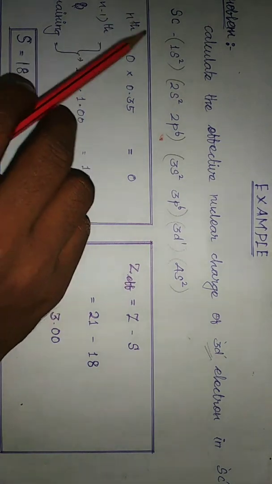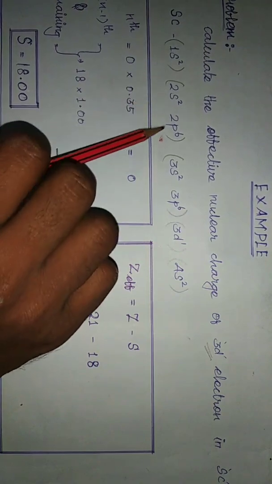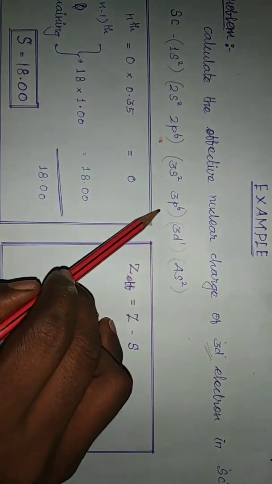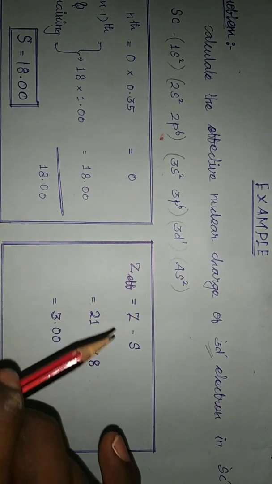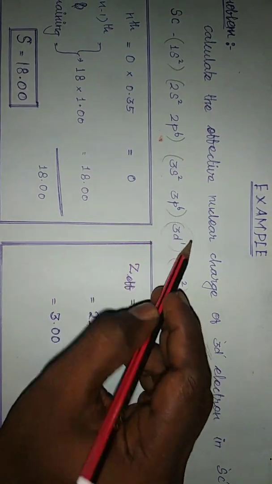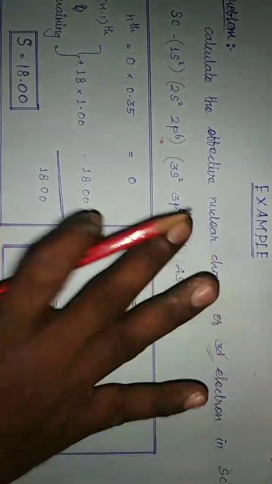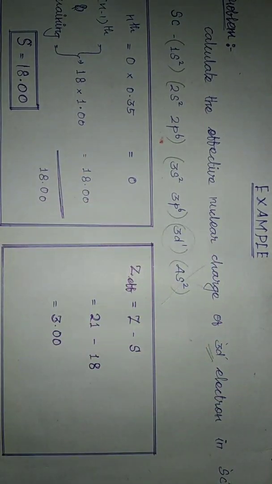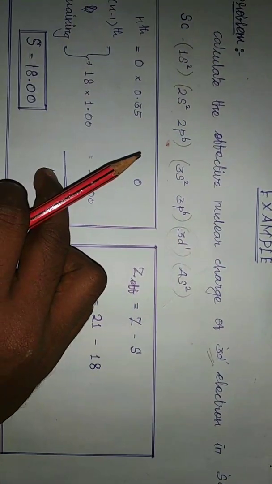In the same way we can write the electronic configuration of scandium: 1s2, 2s2, 2p6, 3s2, 3p6, 3d1, 4s2. Then grouping has also taken place. Now, which is the electron of interest? 3d is the electron of interest. To its right side there is 4s. This won't contribute anything to the S value. So we need not consider the electrons present in the 4s orbital. We have to consider only the electrons present before the 3d orbital.